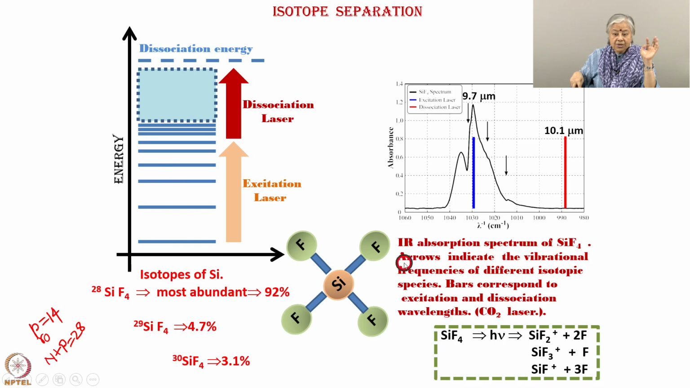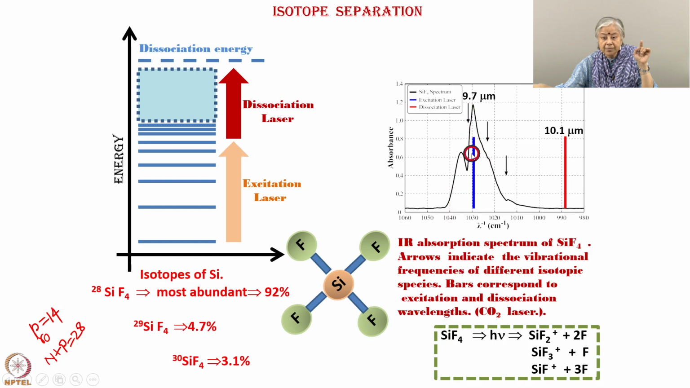So here I show the infrared absorption spectrum of silicon fluoride. The arrows indicate the vibrational frequencies of different isotopic species. Bars correspond to the excitation and the dissociation wavelength. Here a carbon dioxide laser is used. Here when I say arrows, these are the arrows.